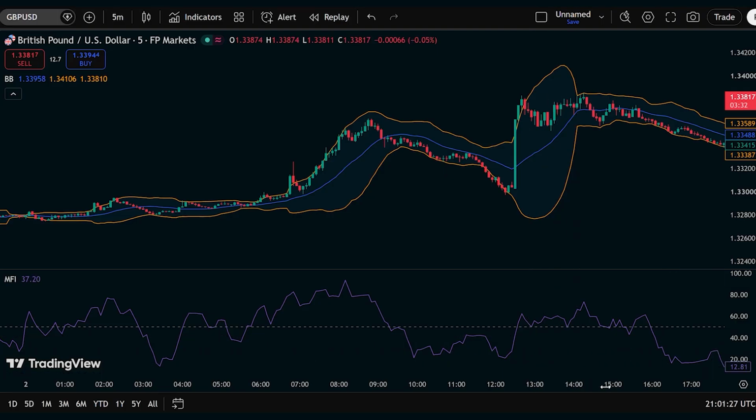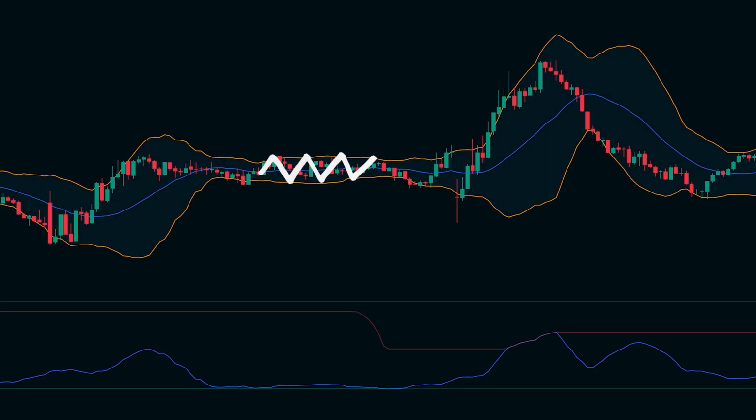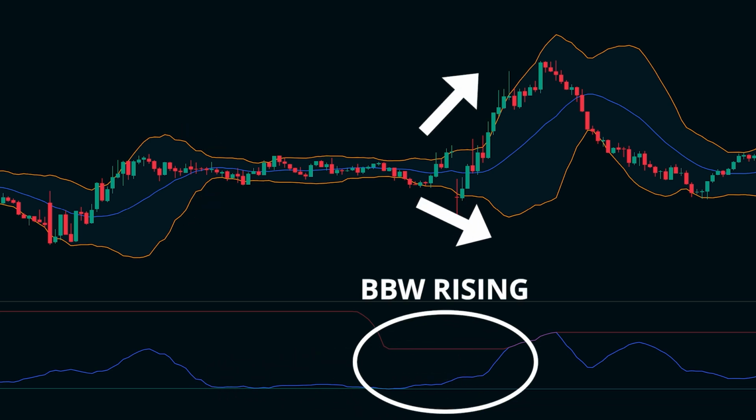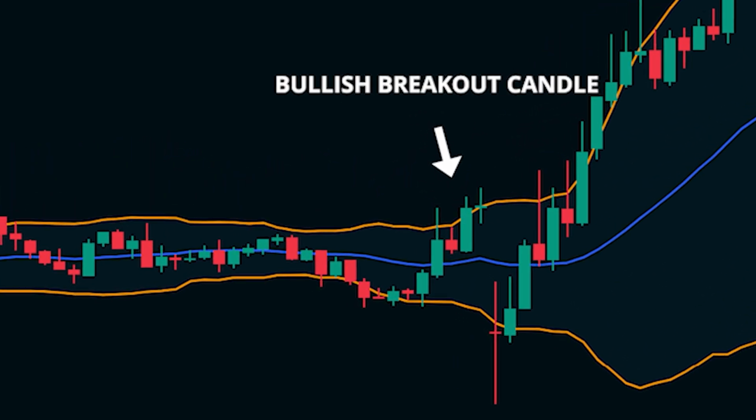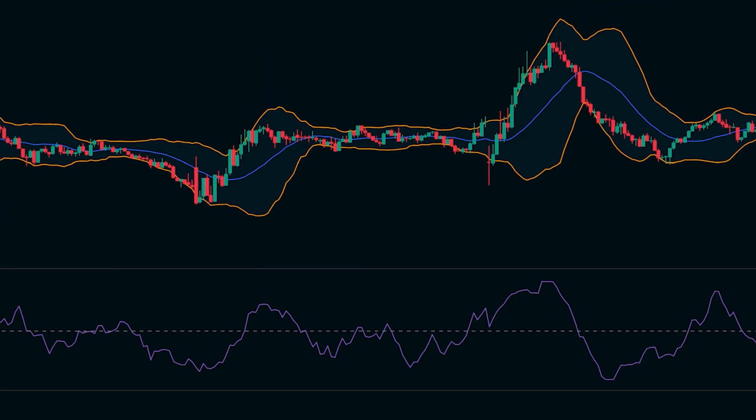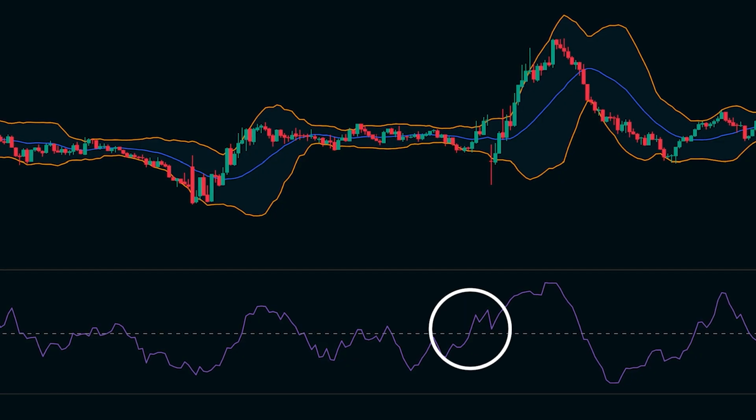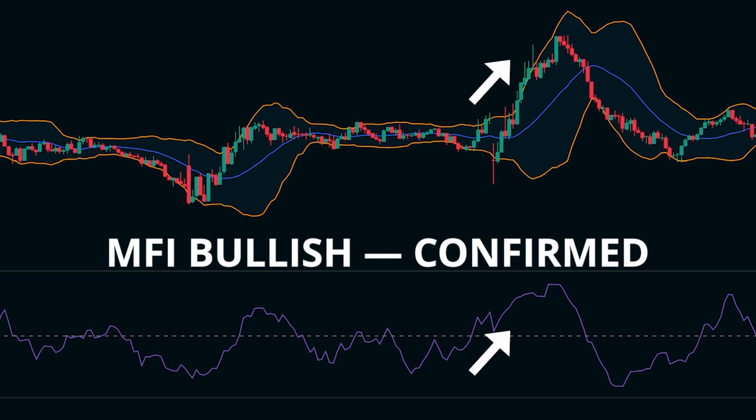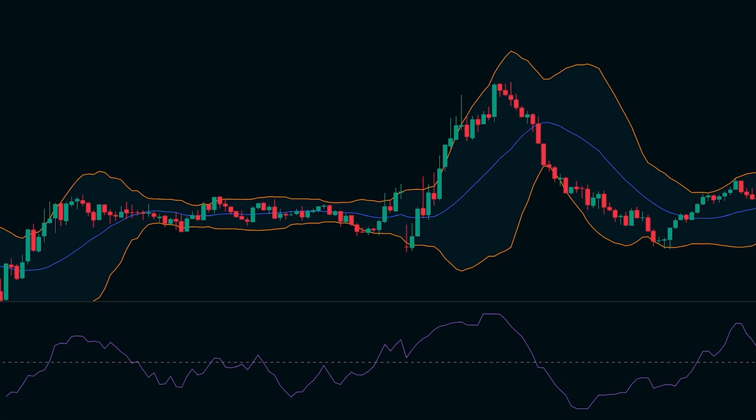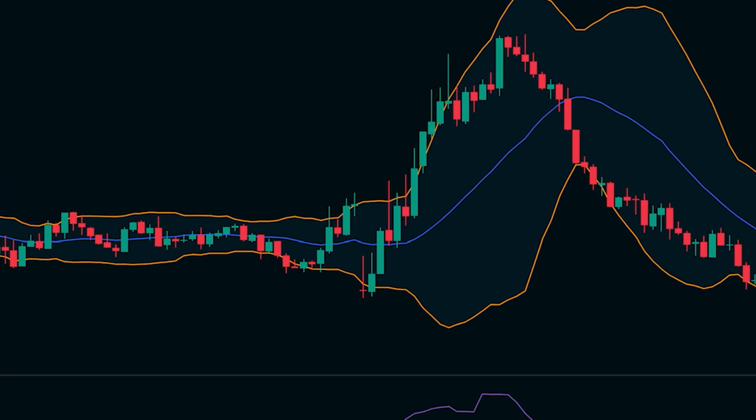Here's what a clean long setup looks like. The market's been moving sideways. Flat middle band, contracted bands, low BBW reading. Then the BBW begins to rise as expansion starts. A strong green candle closes outside the upper band, confirming bullish price action. MFI crosses above the 50 midline, giving you bullish confirmation. All your signals are aligned, so you enter a buy trade at the close of that MFI confirmation candle.